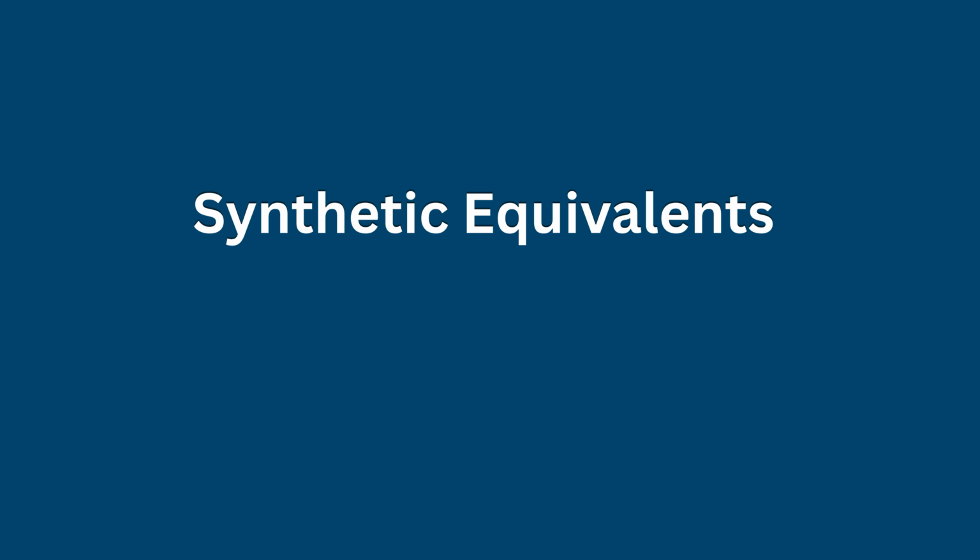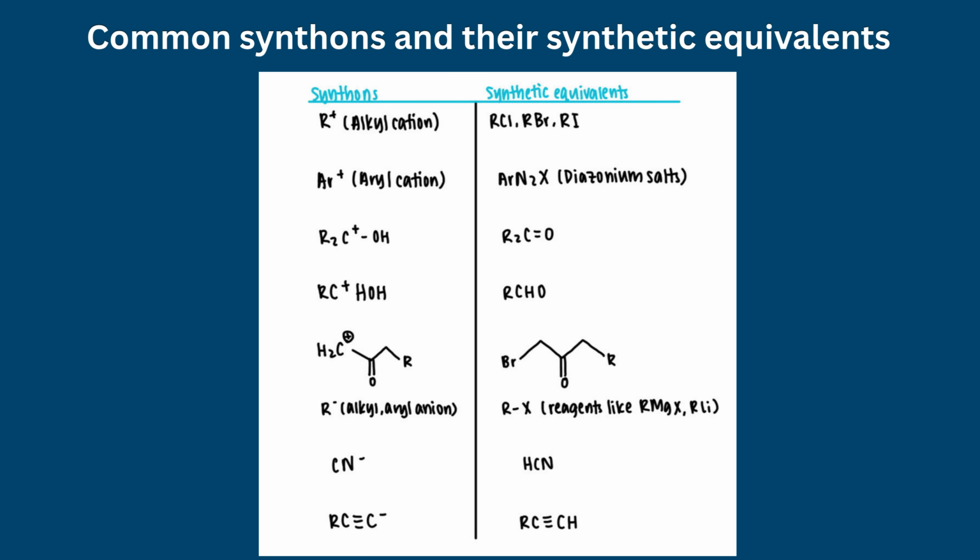Synthetic equivalents. Synthetic equivalents are the actual reagents used in the laboratory that mimic the reactivity of synthons. Example: synthon, R2C+. Synthetic equivalent: ketone, such as acetone. Synthon, alkyl anion or carbanion. Synthetic equivalent: Grignard reagent, RMgX. Thus, synthons translate conceptual disconnections into experimentally viable transformations.